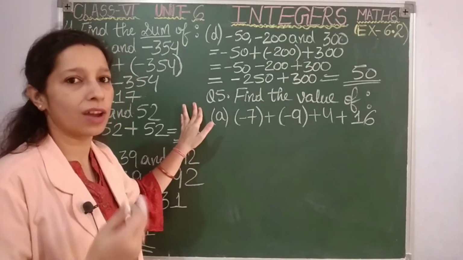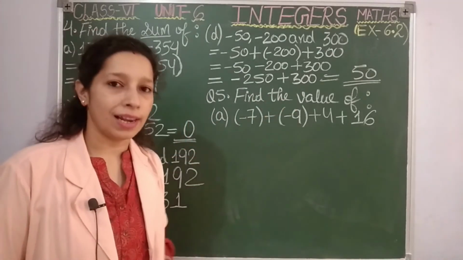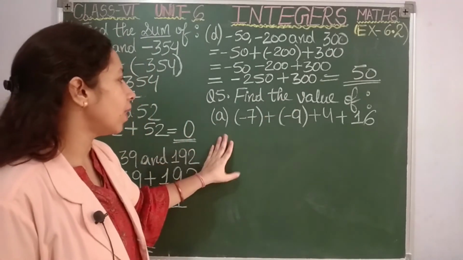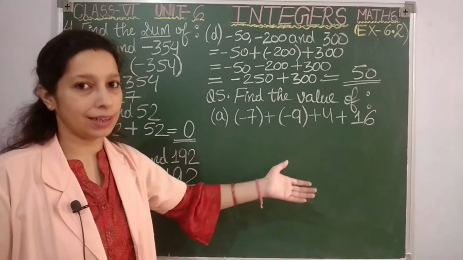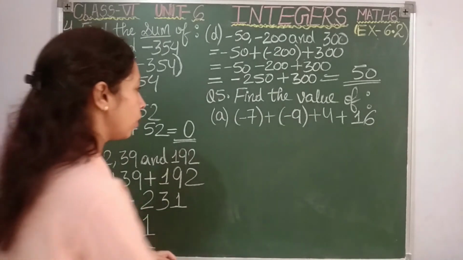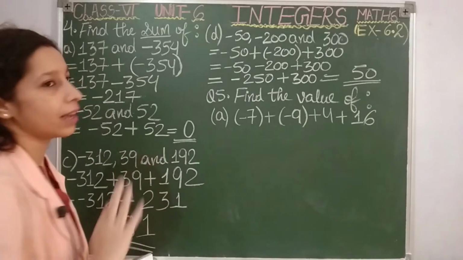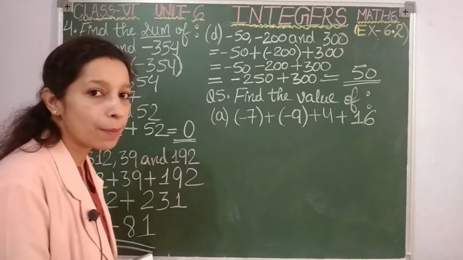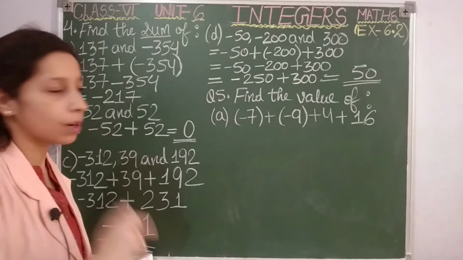Same pattern question. Here also you are going to add or subtract only. Let us see. Question 5, find the value of. First point is given, minus 7 plus minus 9 plus 4 plus 16, more than 3 integers. No problem, same procedure we are going to use, students. First step, here some integers are written inside the bracket. So your first step will be, first take out those values outside the bracket, means remove the bracket.